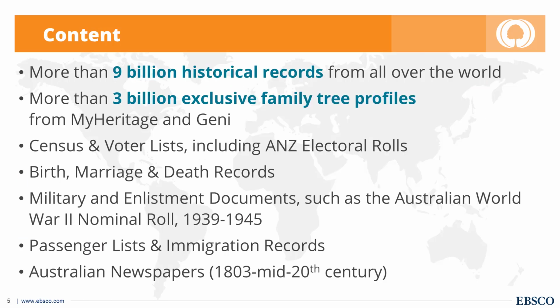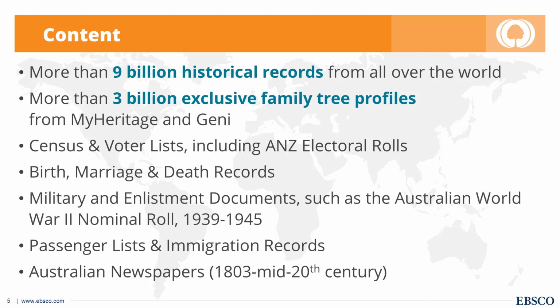So you'll find more than 9 billion historical records from all over the world, as well as more than 3 billion exclusive family tree profiles from MyHeritage and Geni. Beyond that, you've got a lot of different collections available, and records come from census and voter lists. So these include Australia, New Zealand electoral rolls, birth, marriage and death records, military documents, passenger lists and immigration records.